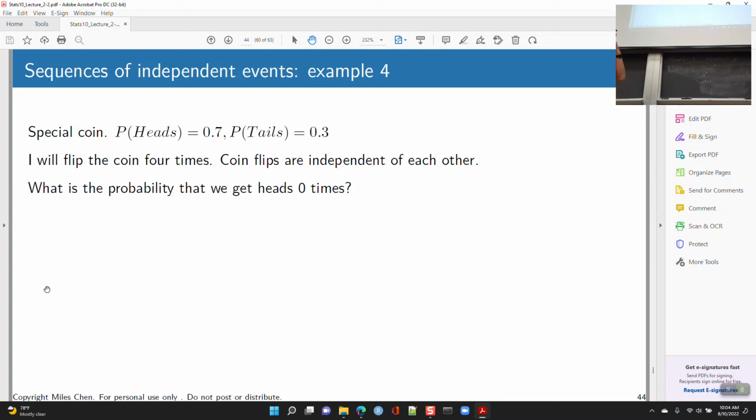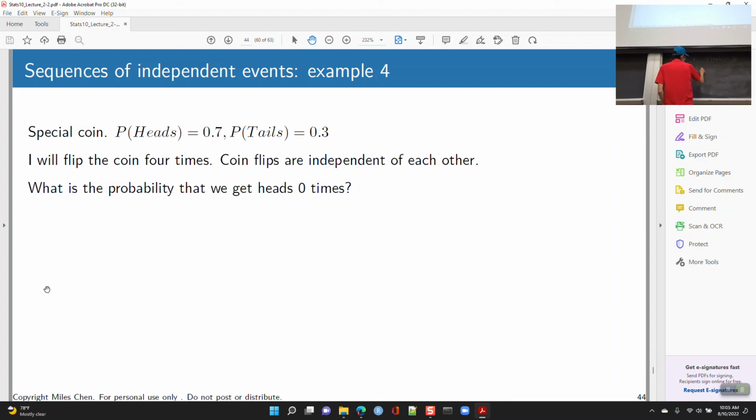What's the probability we get heads 0 times if I flip the coin 4 times? What has to happen for you to get 0 heads? Tails every time, right? You have to get tails every single time. So you have to get tails, tails, tails, tails.